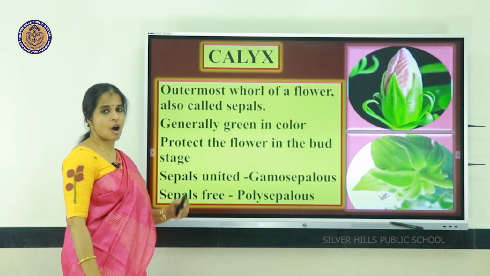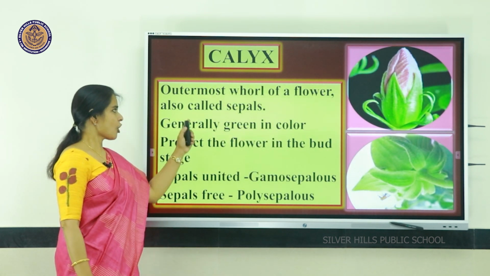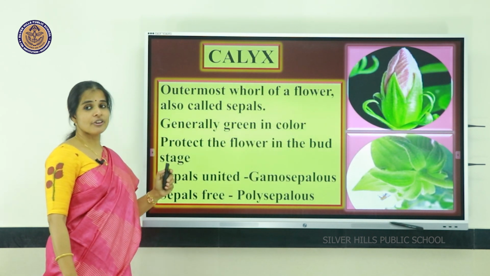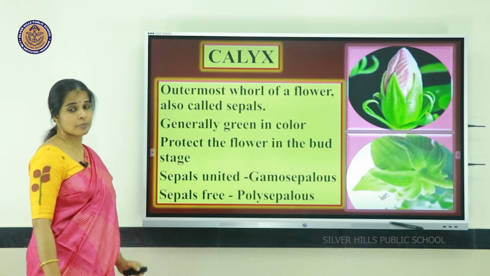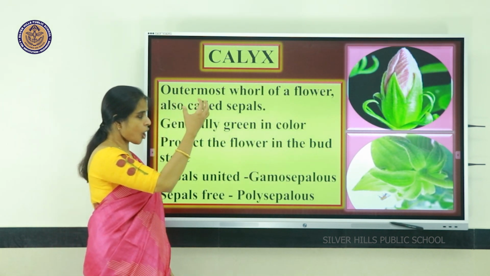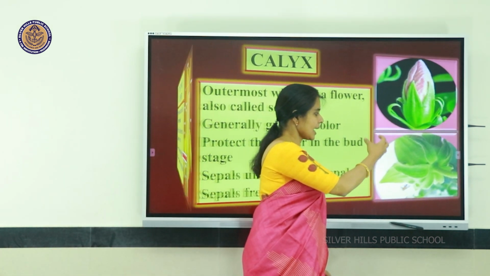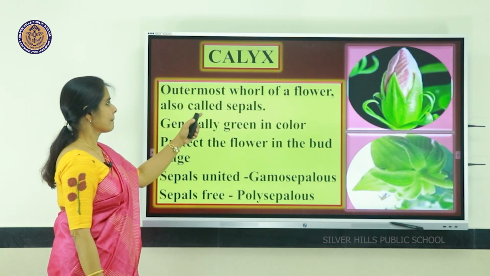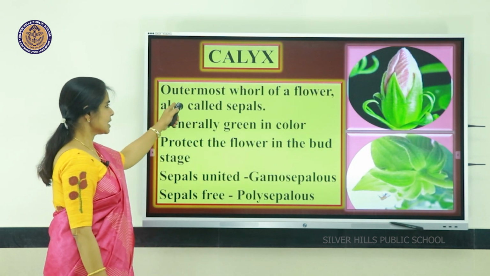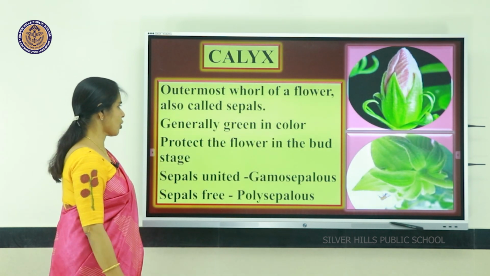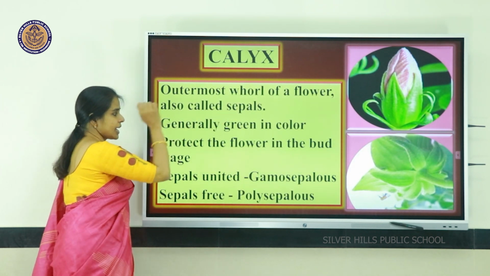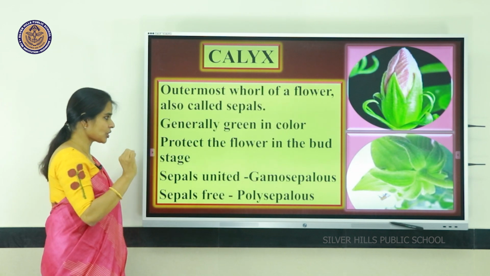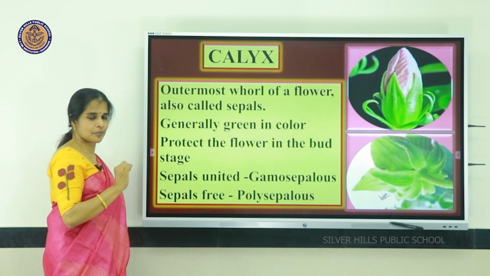So, calyx is the outermost whorl of a flower, also called sepals, which is green in color, and its main function is to protect the flower in the bud stage. So, all plants must be having a green colored part which is protecting the bud. This is the outermost whorl of a flower, simply we call it sepals. Sepals are green in color and their function is to protect the flower in the bud stage.